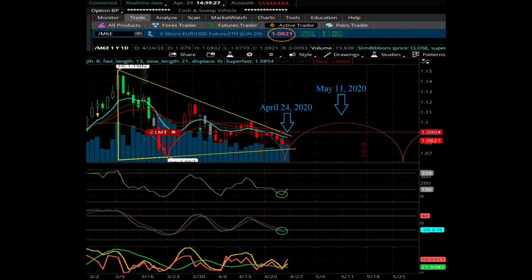Now, you'll also notice in the middle of that triangle, if you look very carefully, you can see a -2 LMT with a little X. Well, that's my limit price. I've already placed an order to sell because I'm long on this M6E. I bought when it was low, and I currently have it at $1.09.